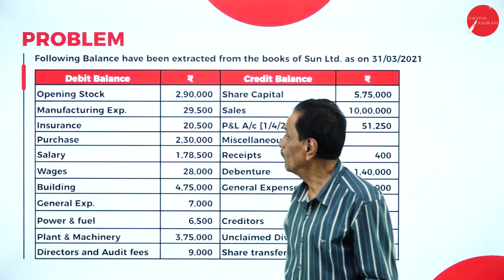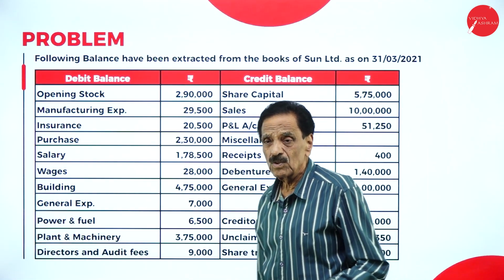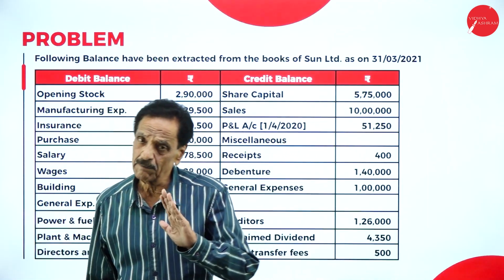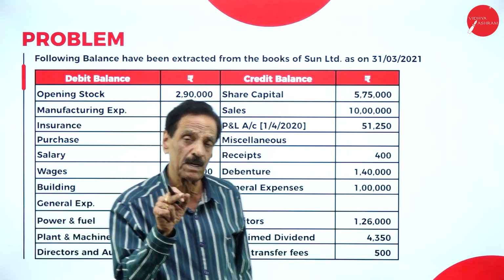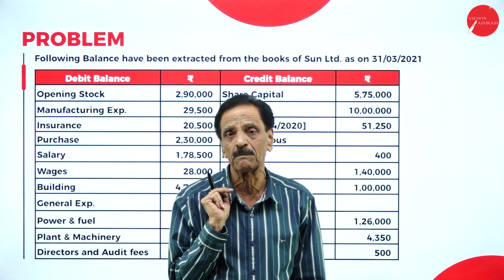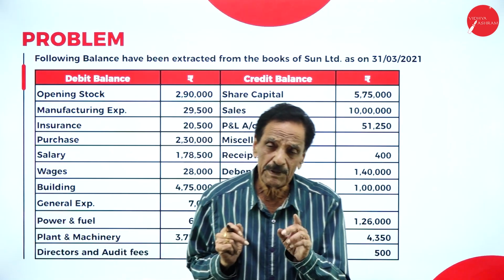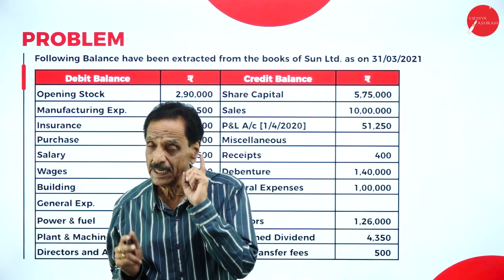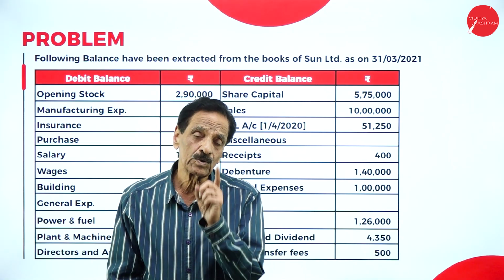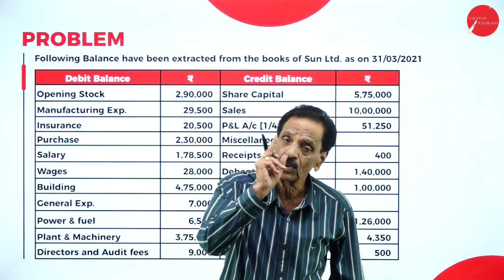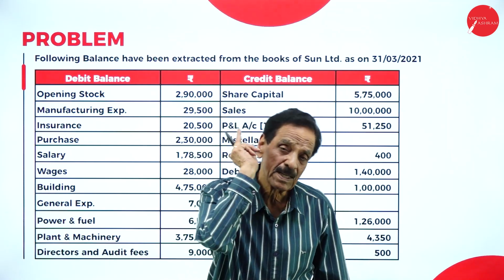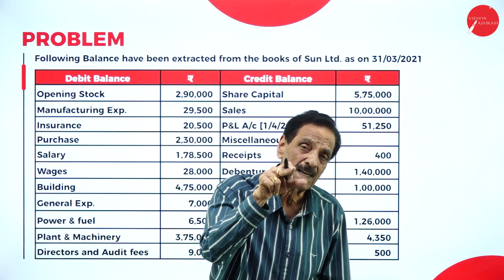Then we'll move on to the problem now. We will be given the trial balance and adjustments. You have to prepare a statement of profit and loss and a balance sheet of a company. Okay. So debit side shows assets and expenses. Credit side shows income and liability. I will repeat. Debit side shows assets and expenses. Credit side shows income and liability.